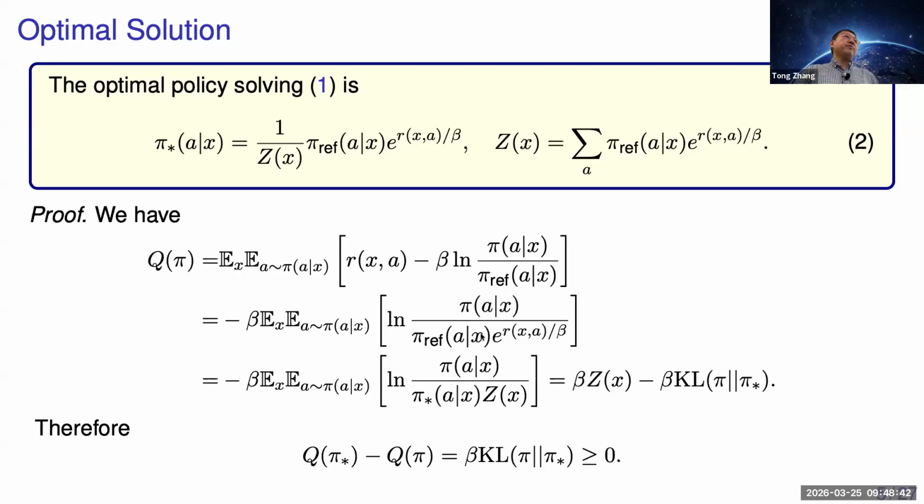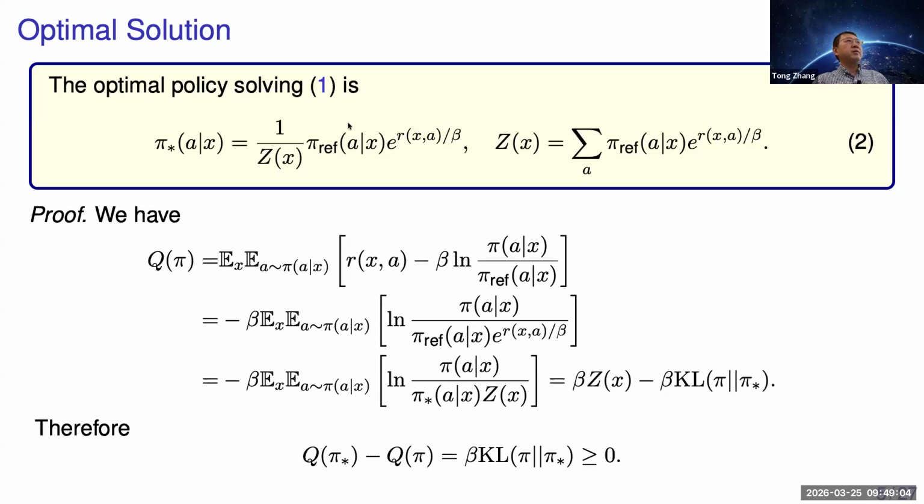Basically, the main point is the following. You can read this later on. I just go through this. It's not too difficult, except that there is a missing expectation over x here. Essentially, you recognize that pi star will be a normalized distribution such that it is the reference weighted by r.